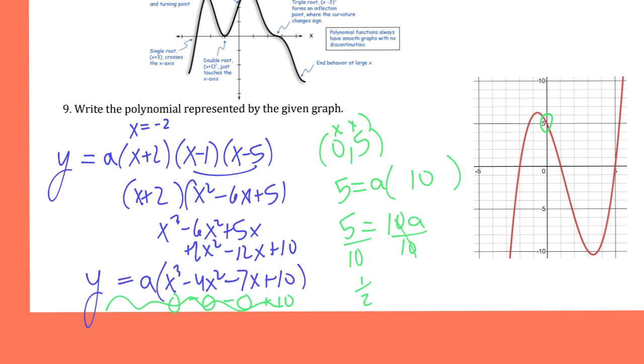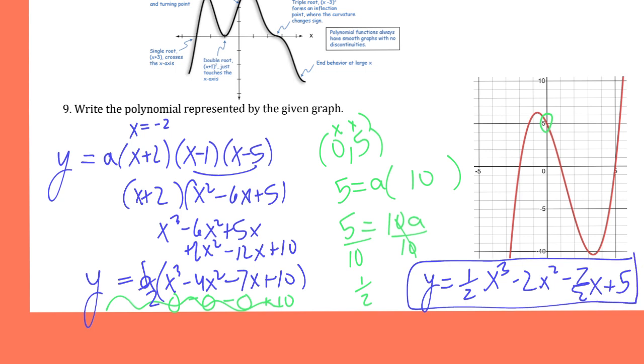So your function, if you really want to be precise, would be f of x or y is equal to 1/2 times, and you could put a half right here, so it'd be a half x cubed minus 2x squared minus 3.5 or 7/2 x, and then plus 5. So there you go. It's kind of a good job. You'll do that more next year.